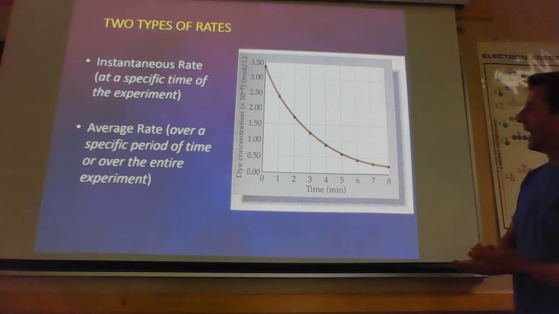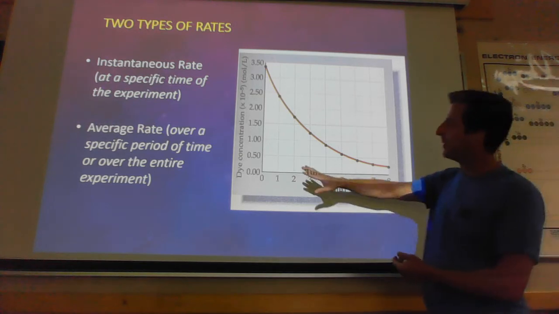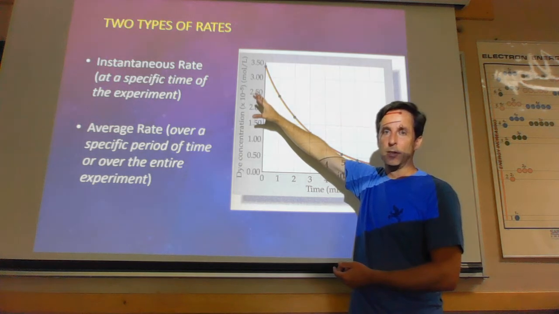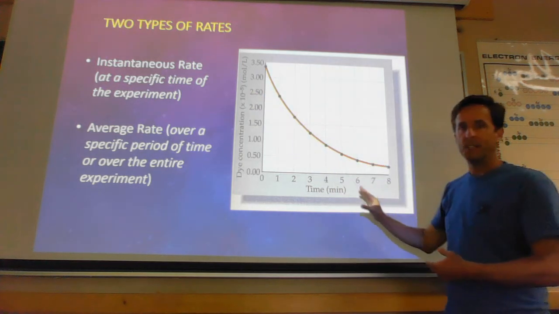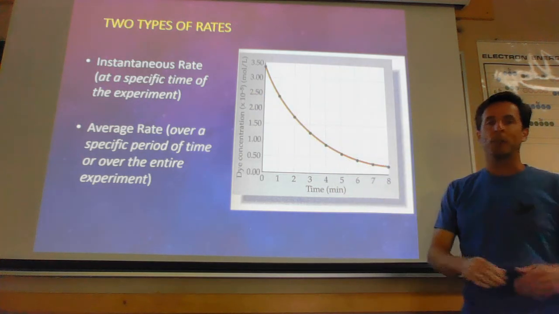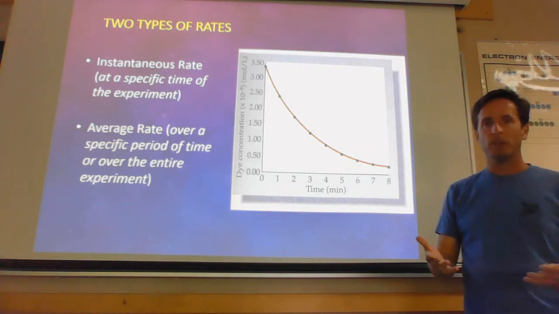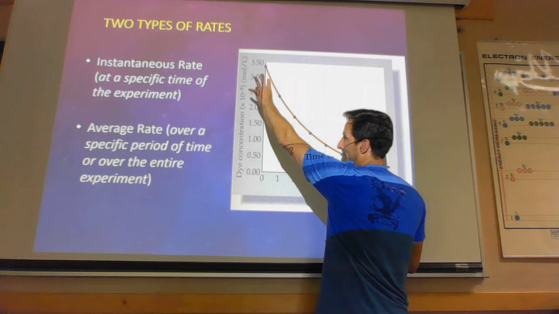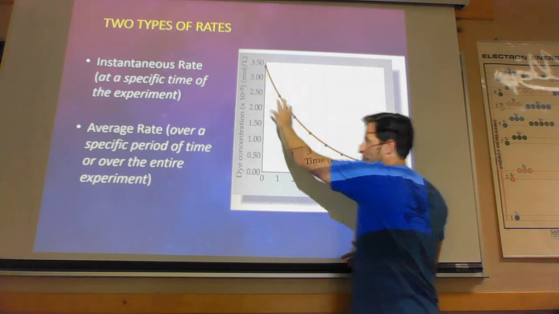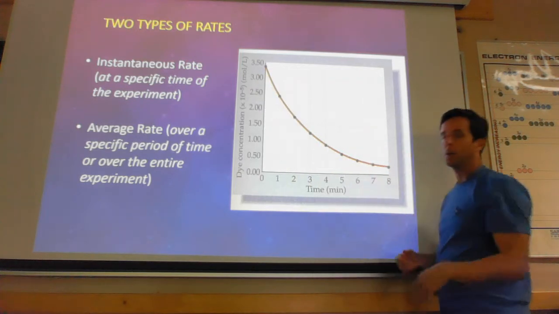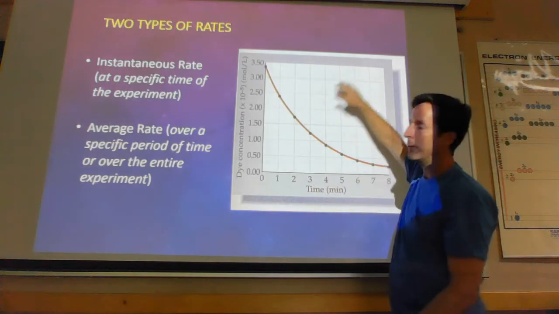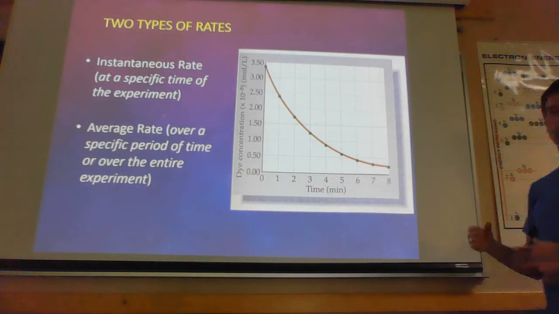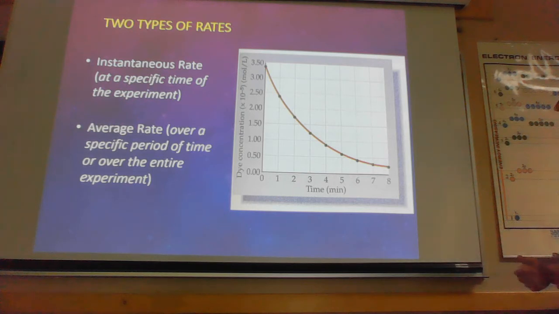Okay, so I have a graph here of the concentration of a reactant molecule in a reaction versus time. Now, how do I know it's a reactant? Well, with reactants, I usually start with a large amount of reactant, and then over time, the concentration is going to decrease. If it were a product, the concentration would be increasing over time. So obviously, by looking at this graph, I should be able to tell it's a reactant that's being measured.